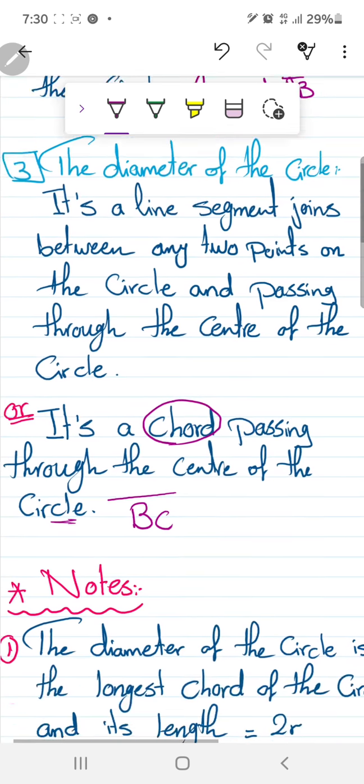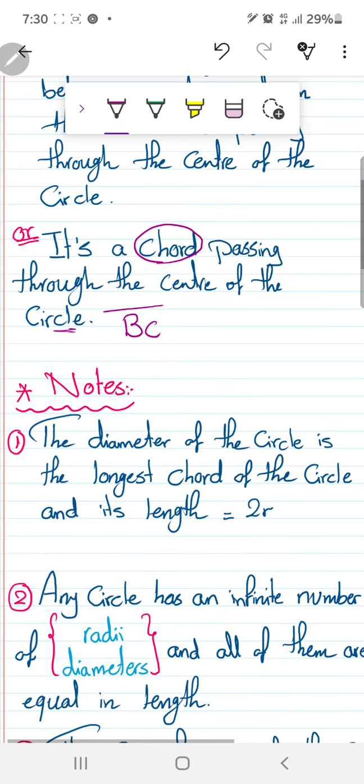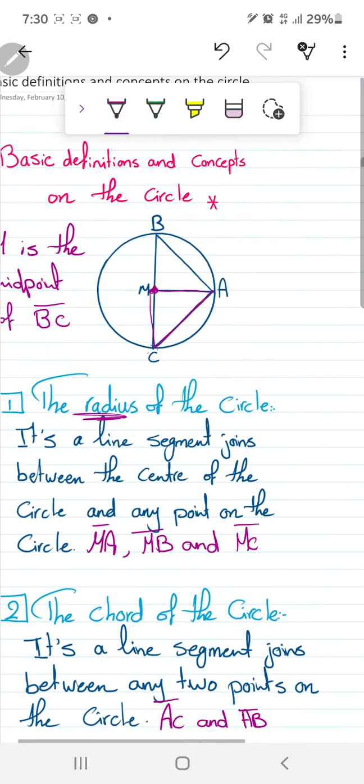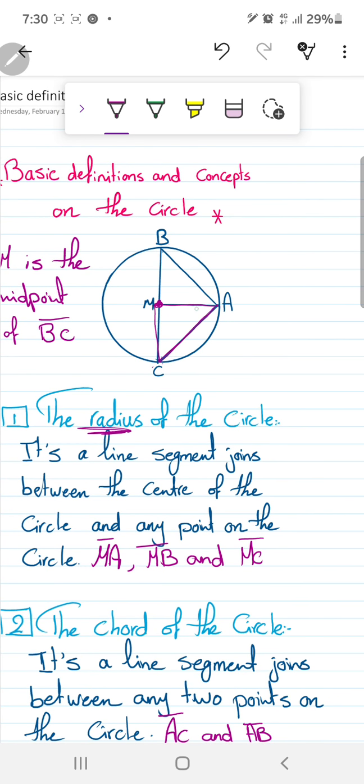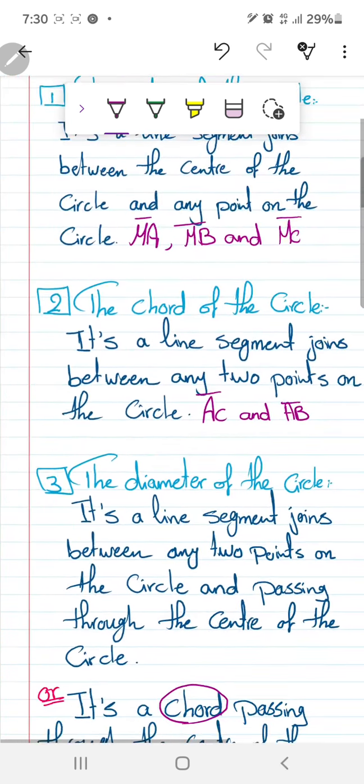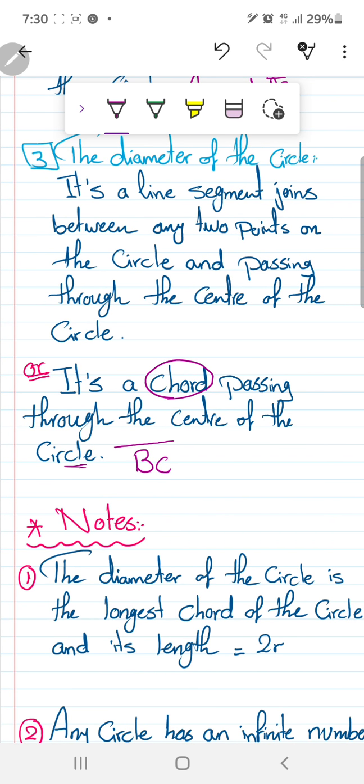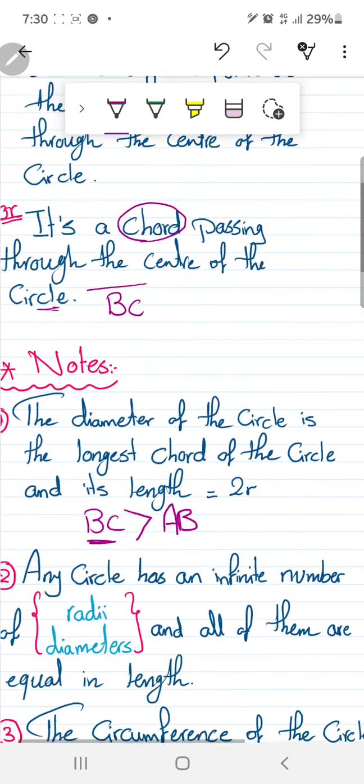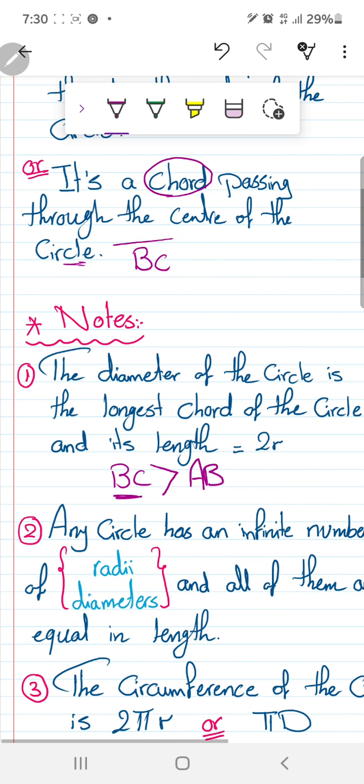Okay, we have some notes. Here, the diameter of the circle is the longest chord of the circle. So here we have BC is greater than AB and also greater than AC. So BC here is the longest chord in the circle, and its length is 2r. We studied before, diameter equals 2r. What is r? r is the radius of the circle.